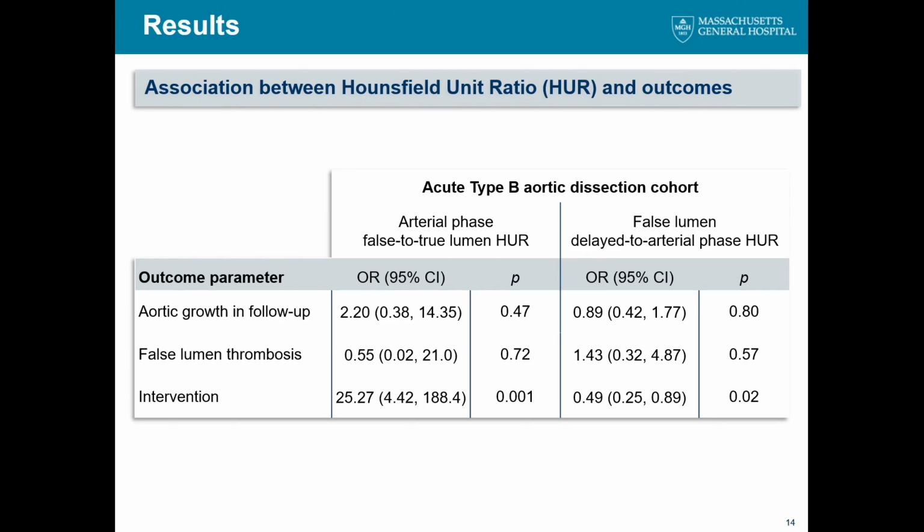However, when we interrogate this with univariate regression, we find that an odds ratio of 25.3 was found for intervention in patients with a 1 point greater arterial phase HUR, with a commensurate converse relationship in the delay to arterial phase ratio.